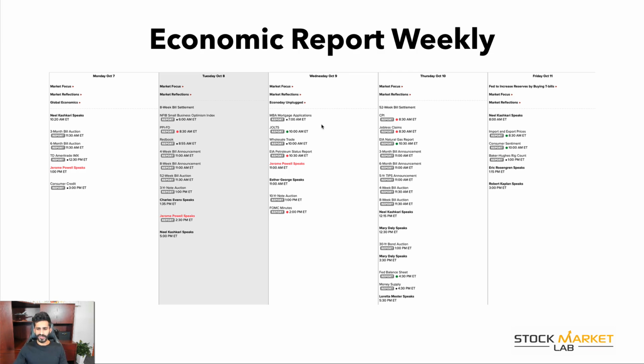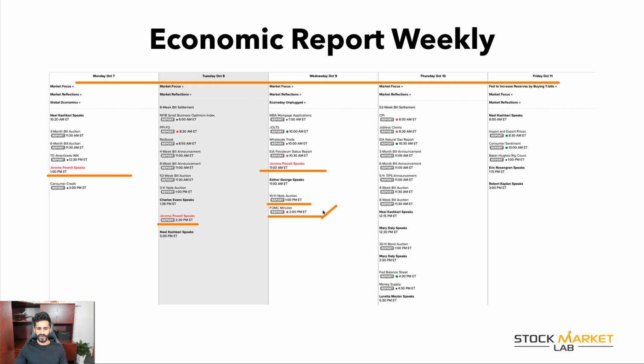If you look at this, this is breaking down the week of October. You can see October 7th: Jerome Powell speaking, Jerome Powell speaking, Jerome Powell speaking, FOMC minutes. Now, minutes are different than the actual meeting. I'll break that down in a bit. But you can see the day he's speaking, and obviously this doesn't happen every week. This is just happening this week.